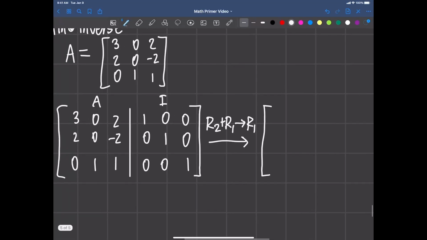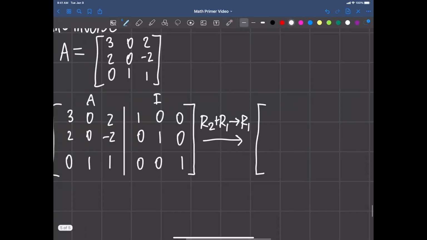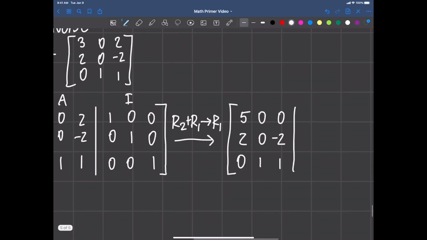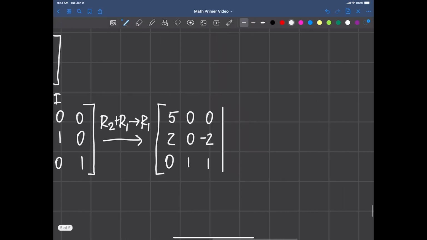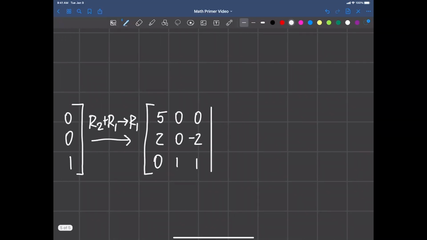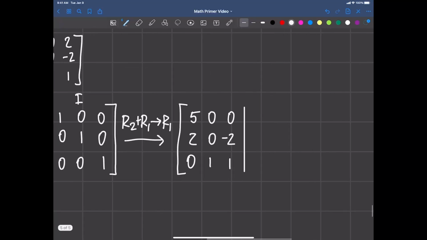So what will happen is R2, we're going to add that to R1. So R1 will become 5, 0, 0. Row 2 and row 3 will stay the same. And keep in mind, we have to do the same elementary row operation to the identity matrix. So it will become 1, 1, 0, 0, 1, 0, 0, 0, 1.